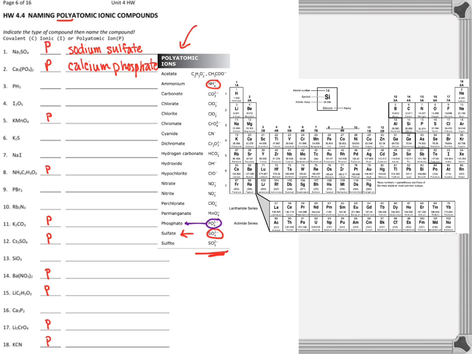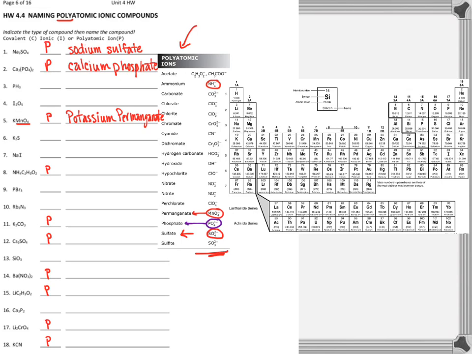Okay, so I go to number 5, and because NH4 isn't first, I look for MnO4. MnO4 on my list is right over here. It is permanganate. Again, I list my metal first. My metal is potassium. Permanganate. It's a really long name. There we go. Okay. All right, number 8.